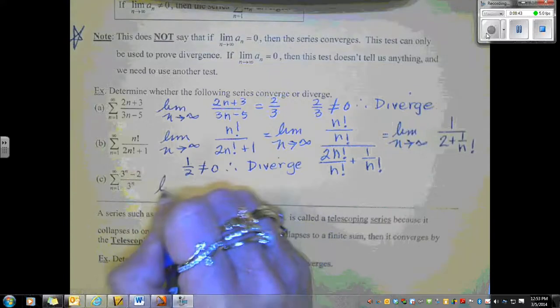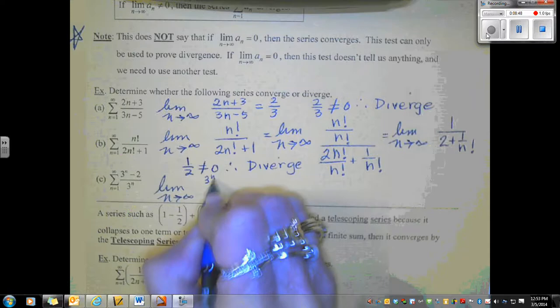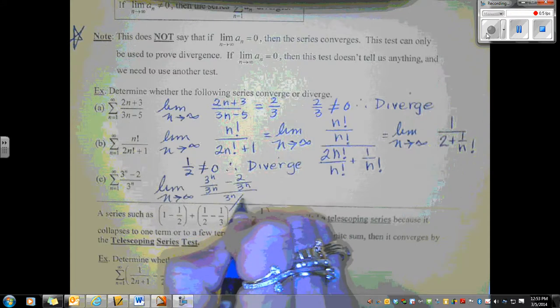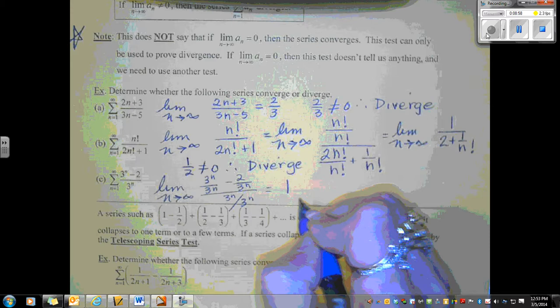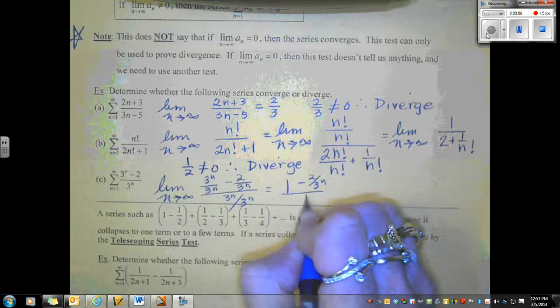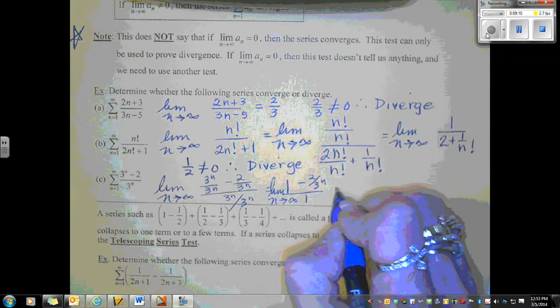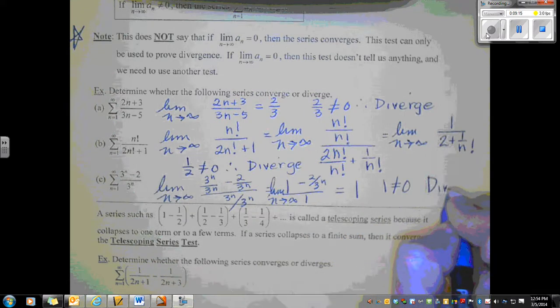Really, if I had to show this, I would say n goes to infinity, and I would say 3 to the n divided by 3 to the n minus 2 over 3 to the n, all over 3 to the n divided by 3 to the n, which would be 1. And that would be 1 minus 2 over 3 to the n, all divided by 1. Limit as n goes to infinity. So this would be 1. 1 does not equal 0, so diverge.